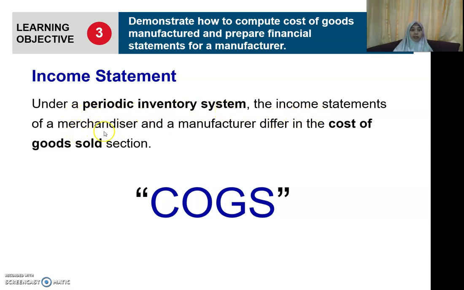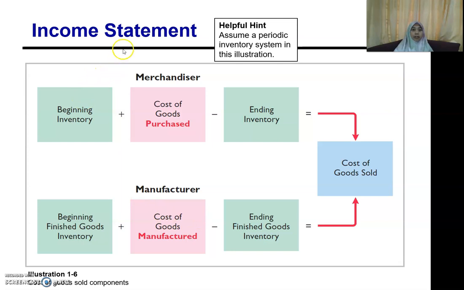The income statements of a merchandiser and a manufacturer differ in the cost of goods sold section, or in short, the COGS, cost of goods sold. In the income statement for a merchandiser, you have the beginning inventory plus the cost of goods purchased, because as a merchandiser, you just purchase an item that is ready for you to sell, and then you minus the ending inventory. You purchase a finished good and you sell a finished good. But for a manufacturer, you purchase the raw material, you process, you convert that into a finished good, then you sell. So that is the basic difference between a merchandiser and a manufacturer.